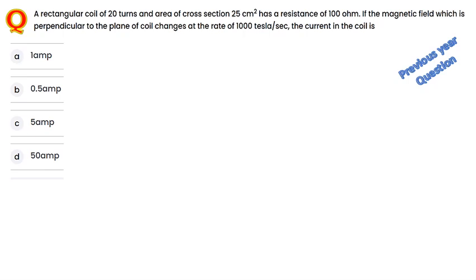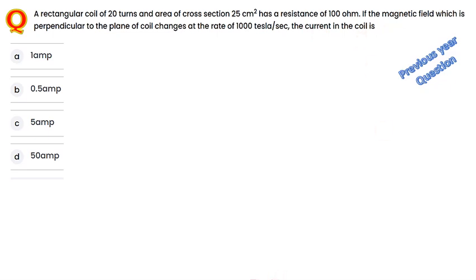This one they have asked in the previous question. All the things that I have mentioned over here are previous old question paper problems. See, a rectangular coil of 20 turns. So the n value they have given, the area of cross section they have given, and additionally they have given a resistance of 100 ohm. If the magnetic field which is perpendicular to the plane of the coil changes at the rate of 1000 Tesla per second, so even dB by dt they have given, the current in the coil is.